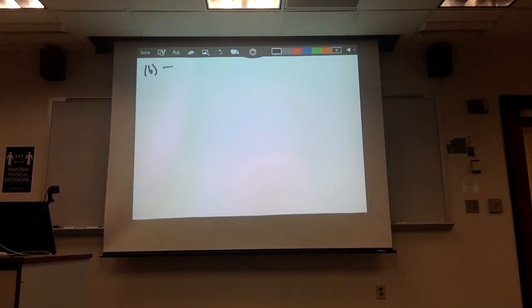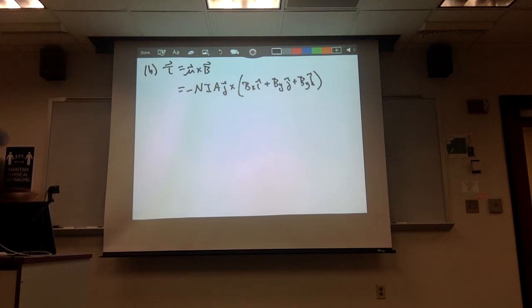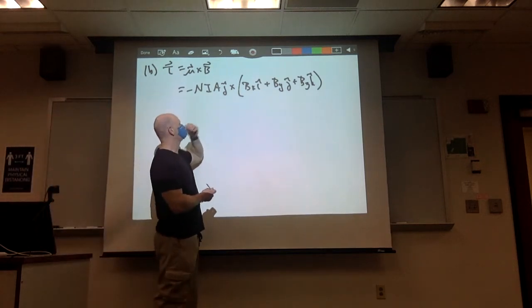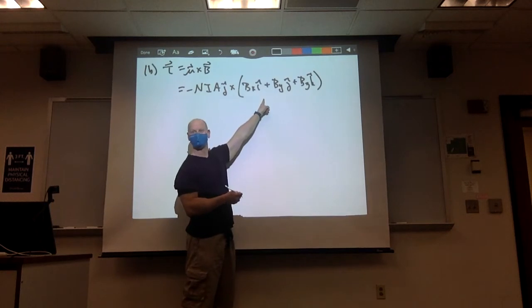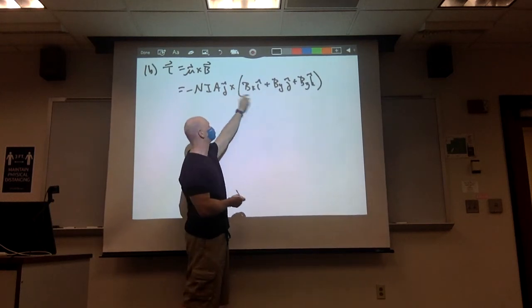Good. So let's look at the torque. We now know that torque is equal to the magnetic moment crossed with the external magnetic field. So again, this is going to be equal to N times negative NIA J hat crossed with Bx in the I hat direction plus By in the J direction plus Bz in the K hat direction. Now remember, a cross product tells me what's perpendicular, which means is J perpendicular to I? Yes, so that's non-zero.